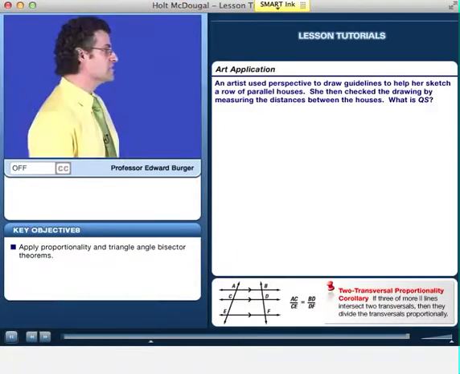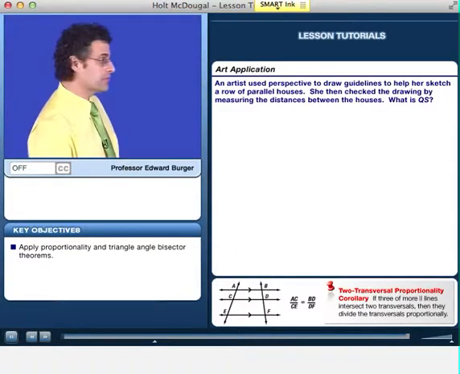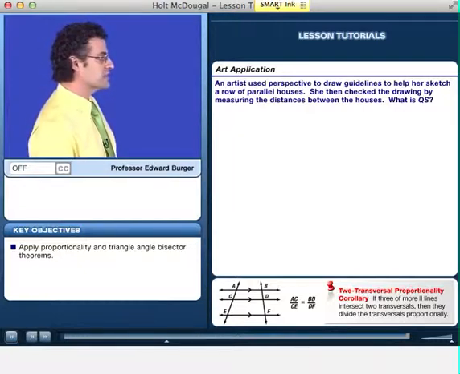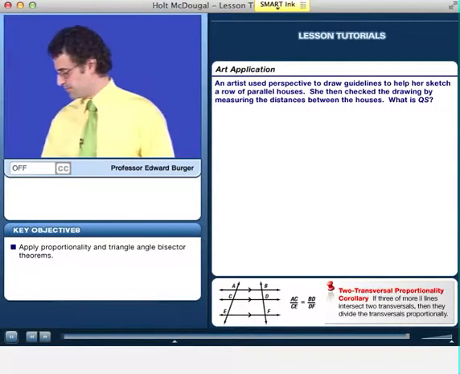I'll put it up here on the side. An artist used perspective to draw guidelines to help her sketch a row of parallel houses. She then checked the drawing by measuring the distances between the houses. The question is, what is one of those distances? Let me show you the picture.